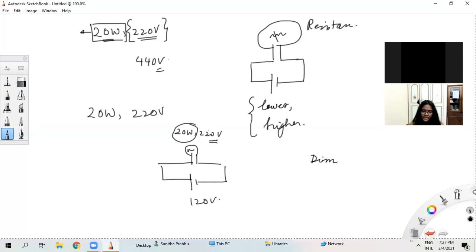You are following this, no? So this is what is called the rating on an electrical device. It is the manufacturer's way of telling us. It will be written on the bulb. Here, 60 watt, 220 volt, it will be etched on that, so we don't goof up.